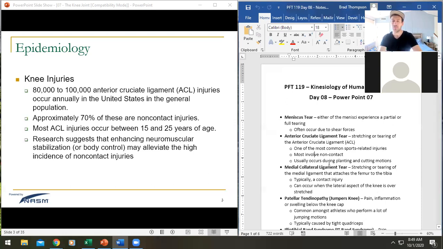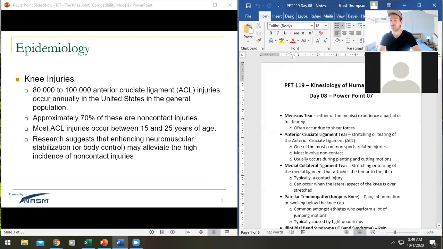So very common, but it really shouldn't be common. This is a fairly preventable injury that happens because the structures inside the knee are weak, or the structures around the knee are weak or tight. Approximately 70% of those are going to be non-contact injuries. Most of them occur between the ages of 15 and 25, because that's when a lot of people are playing different types of athletic events but still kind of struggling with sedentary lifestyles and inactivity.